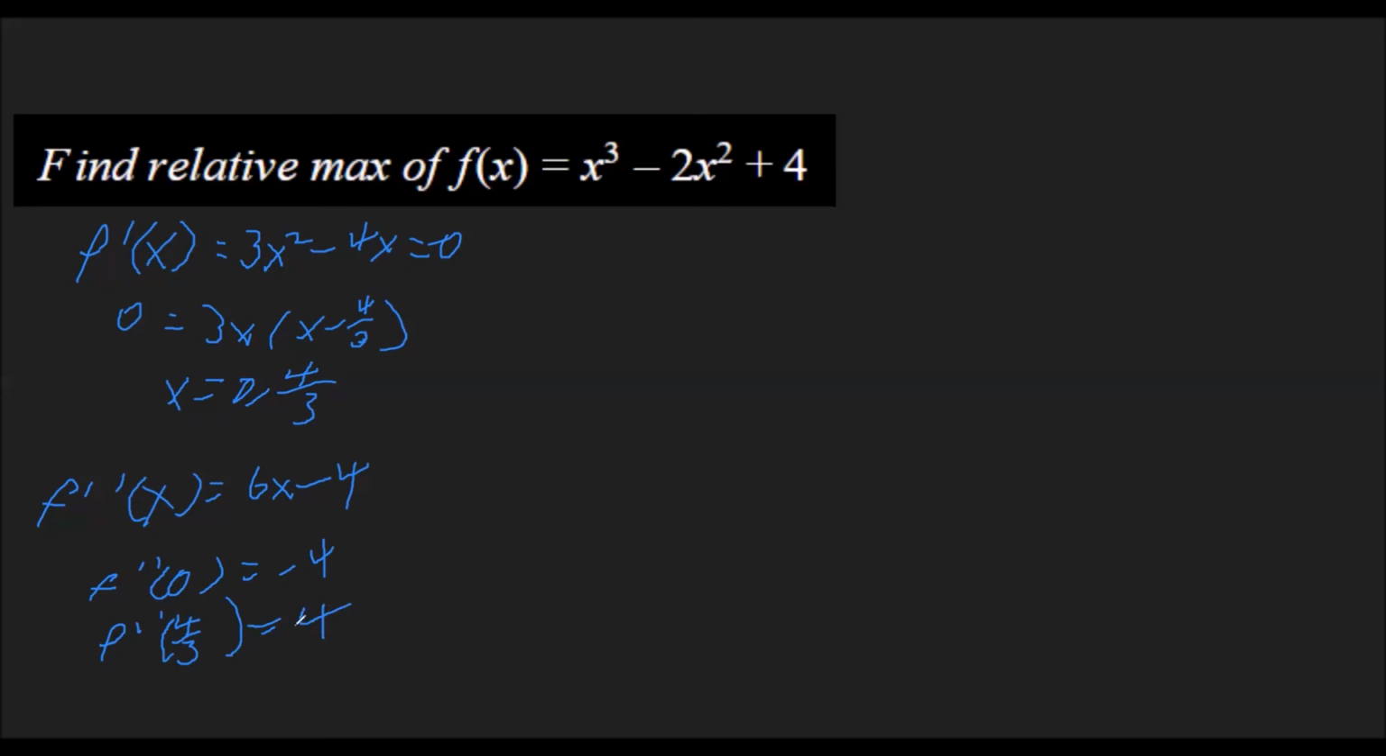So you can see that f double prime at 4/3 is greater than 0, which means that is a minimum because the slope around it is increasing. However, at f double prime of 0, we end up with a maximum because the slopes around it are decreasing. So the relative maximum of f of x is f of 0.